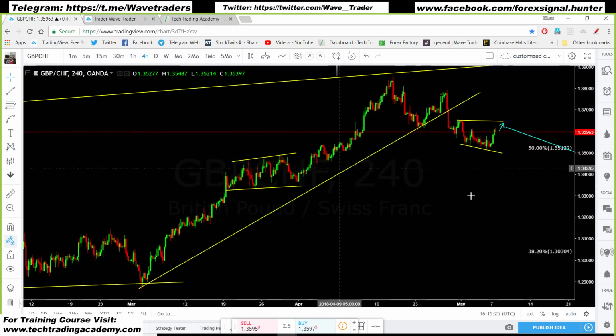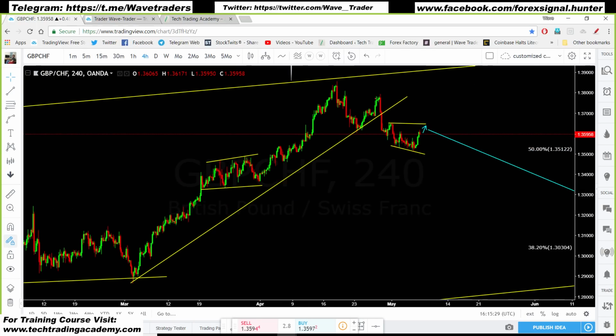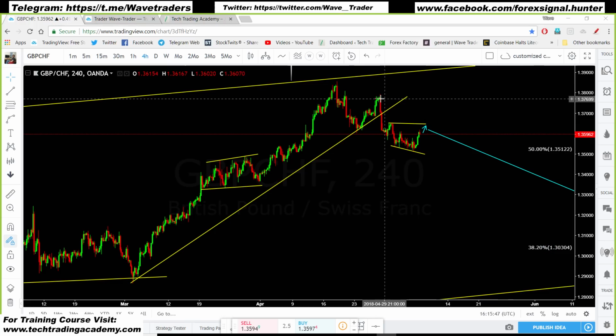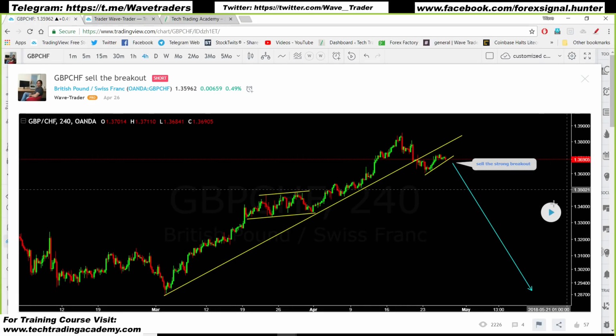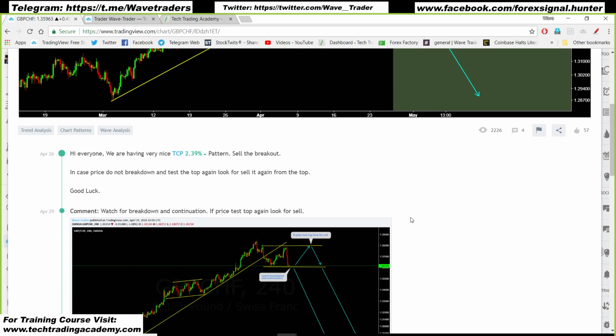Okay, so what you guys need to look for is this pattern and break down. If it tests that top again, sell it again. All right, this short-term trade can appear over there, but you should not focus on that trade. This is the trade you guys need to focus on. We are already in that trade from the top, and I hope those guys who are following me are also holding that trade from the top.